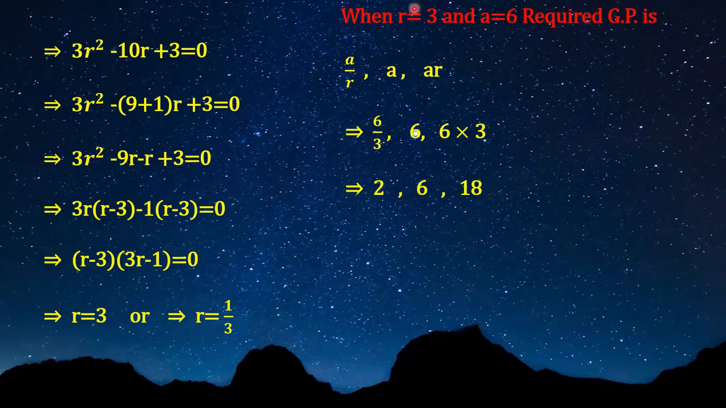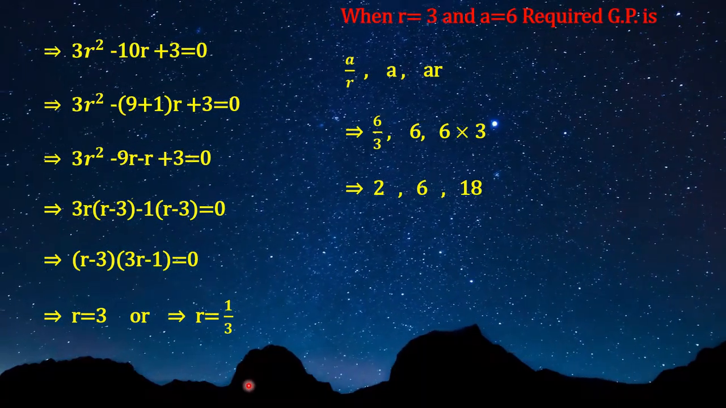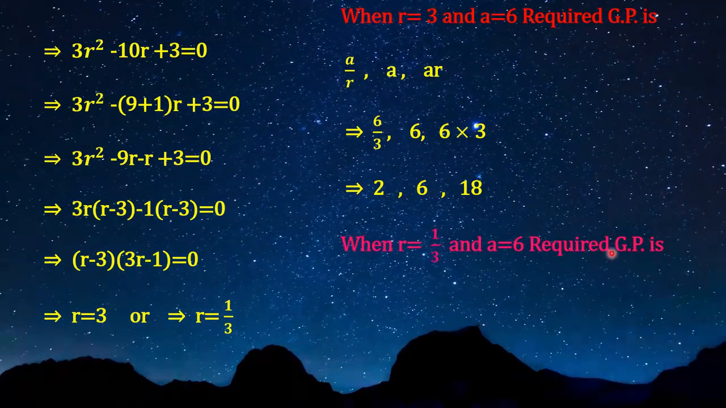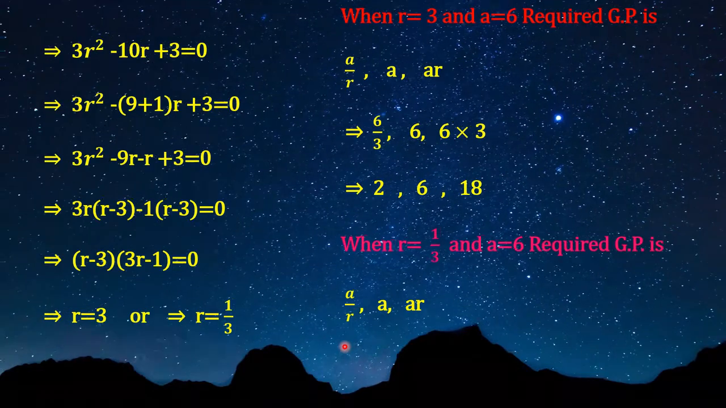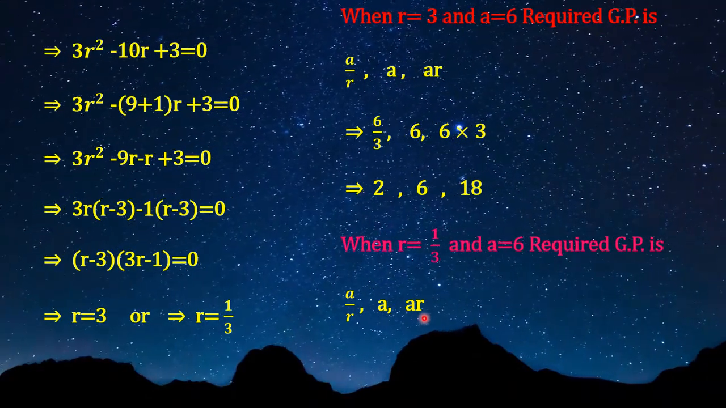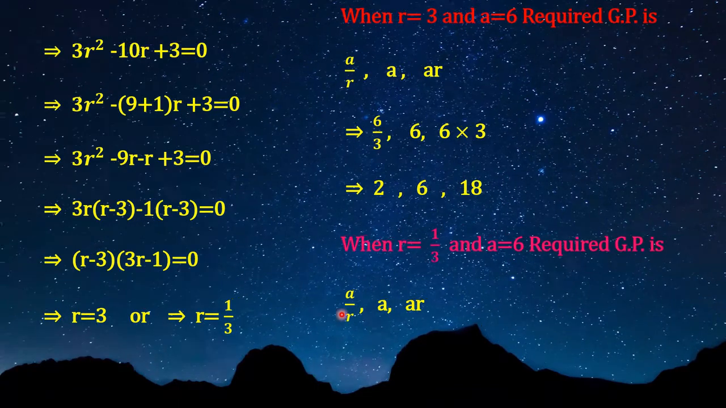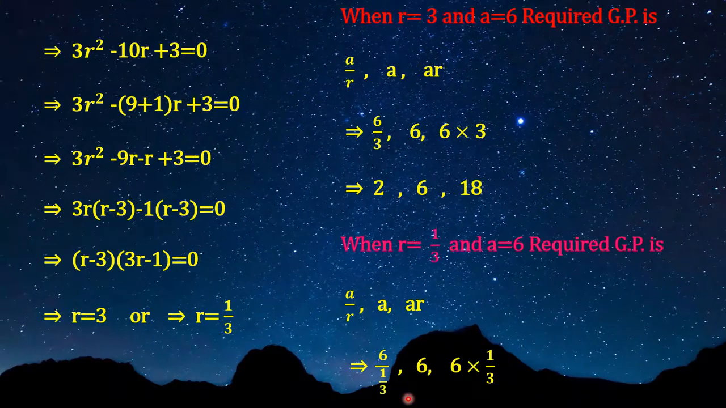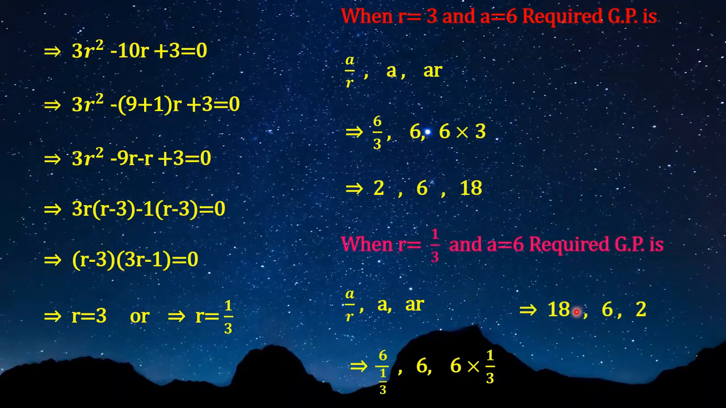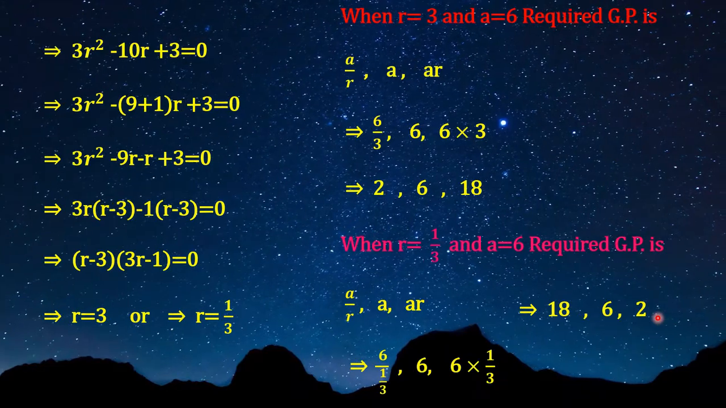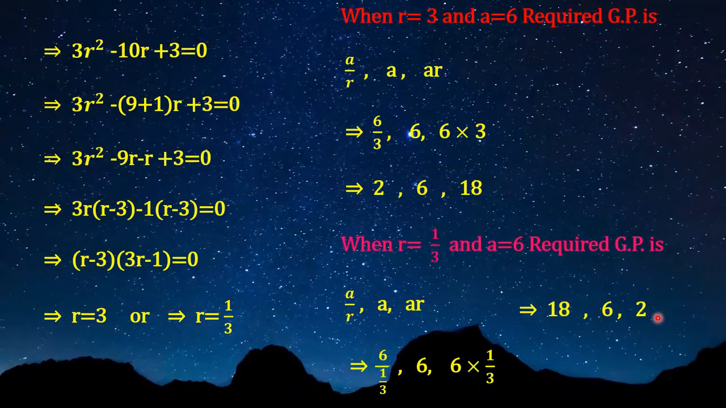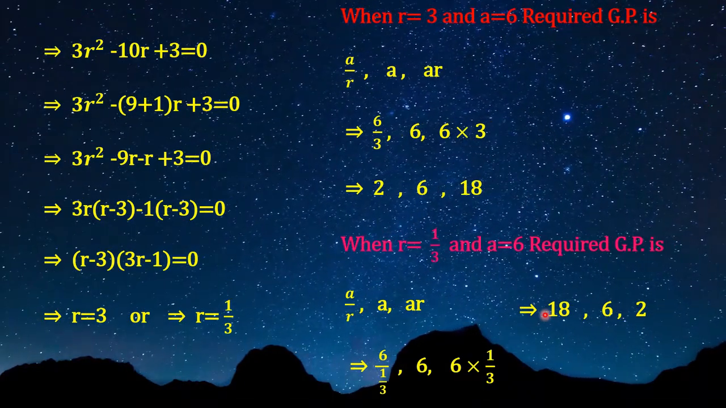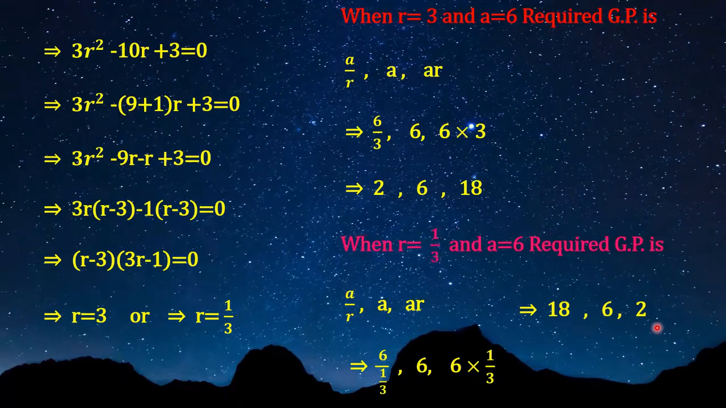But r can be 1 by 3 as well. So when r is equal to 1 by 3 and a is equal to 6, required GP is a/r, a, ar. Let's input the value of a and r in all these three terms. So we are getting this one. On simplification of this, we will get 18, 6, 2. So finally, our required three terms are either 2, 6, 18 or 18, 6, 2. And that is our answer.